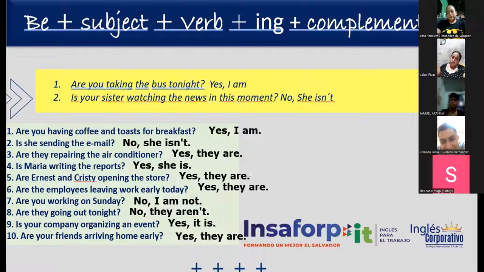So yes, this is the way to answer the be plus subject plus verb plus ing plus complement plus the question mark, direct questions, right? This is the way. Short answers, all right? Short answers. Yes, I am. No, I am not. Okay? Now, let's continue then.